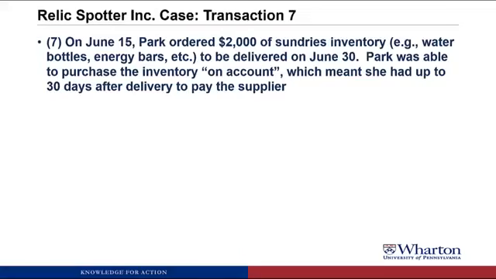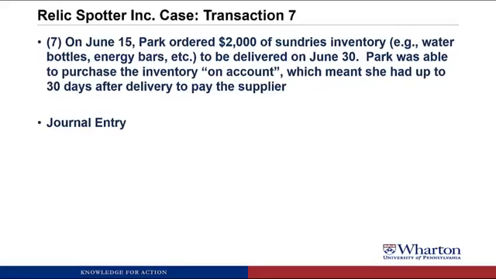On June 15th, Park ordered $2,000 of sundries inventory, for instance, water bottles, energy bars, etc., to be delivered on June 30th. Park was able to purchase the inventory on account, which meant she had up to 30 days after delivery to pay the supplier. So I'd like to start with cash, but there's no cash in this transaction. We're receiving inventory, and we owe the supplier money for the inventory within 30 days.